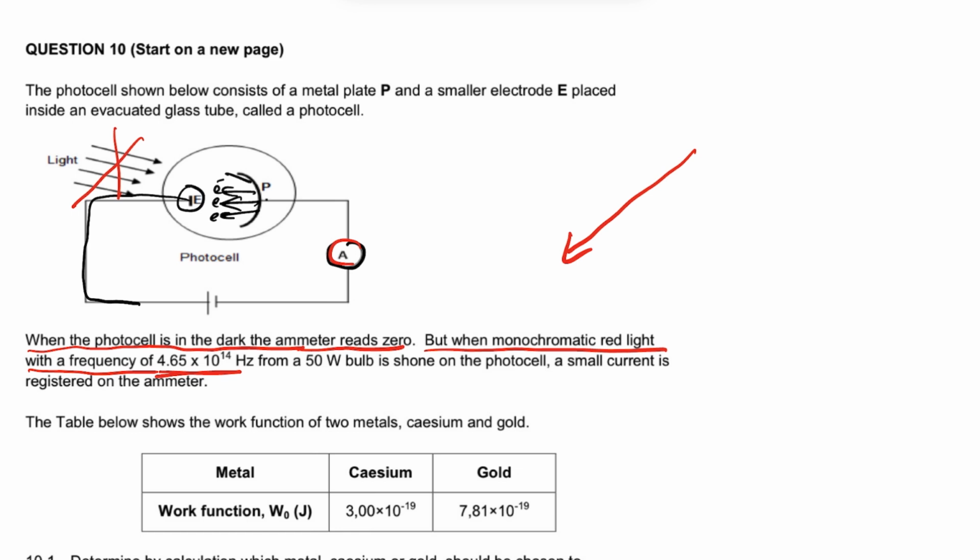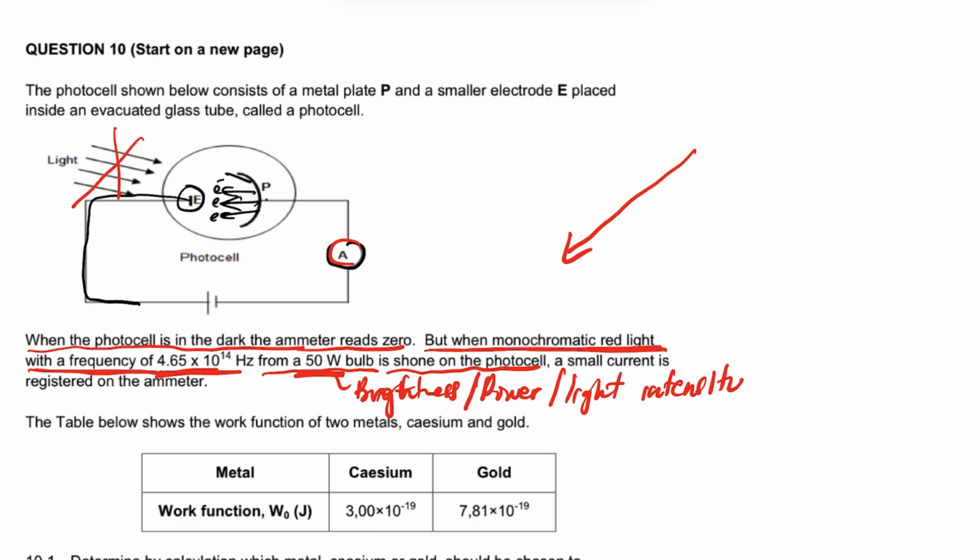Now it says, but when a monochromatic light with a frequency of 4.65 times 10 to the power 14 from a 50 watts bulb is shone on the photocell. The 50 watts bulb is the brightness. The brightness, guys, is the power as well, or the light intensity. A small current is registered on the ammeter.